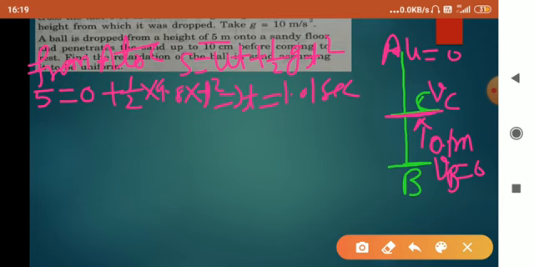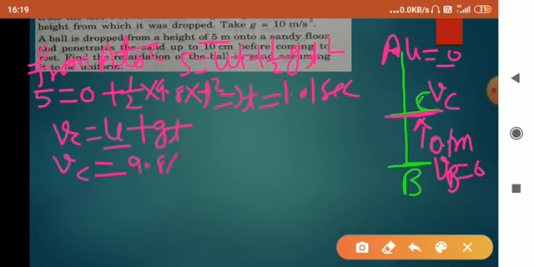Clear? So for point C, apply the first equation of motion, v equal to vc equal to u plus g into t. The initial velocity u of the ball is 0, and vc is 9.8 into t. t is 1.01. So on solving this, vc is 9.89 meter per second.